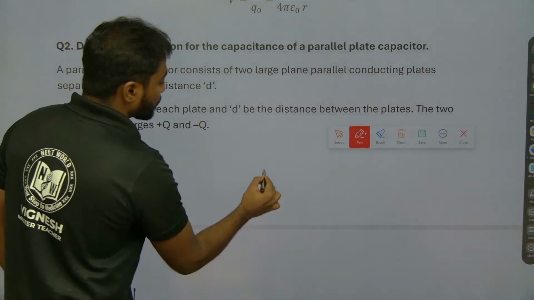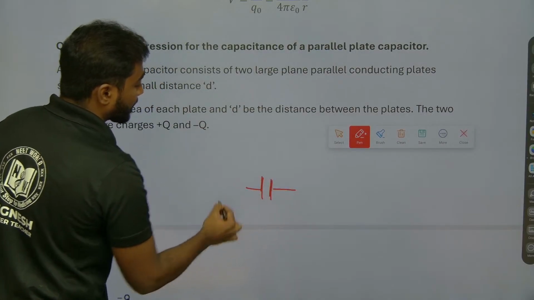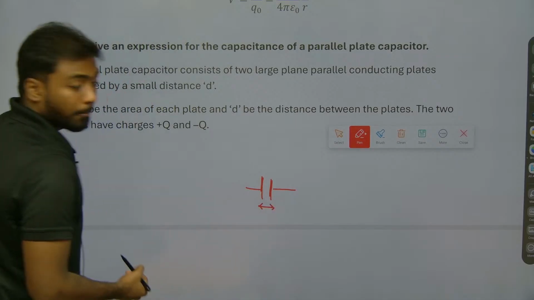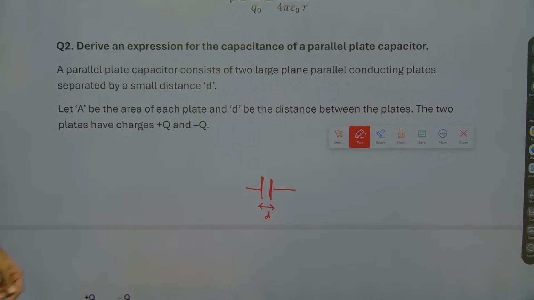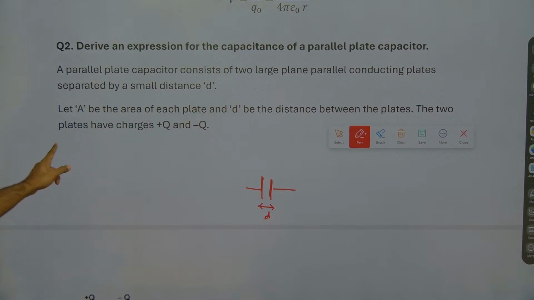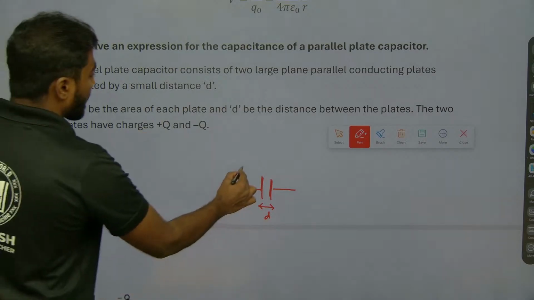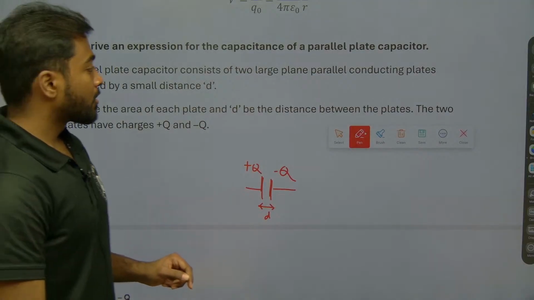Yeah, so this is my parallel plates, which is at a distance of d. Let A be the area of each plate and d be the distance between the plates. The two plates have charge plus Q and minus Q, right.